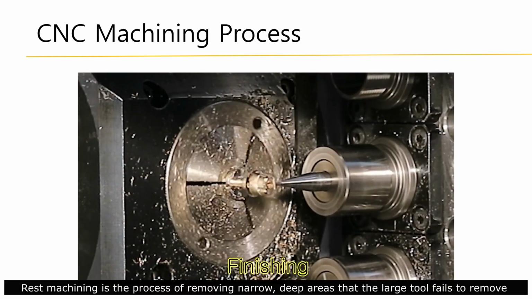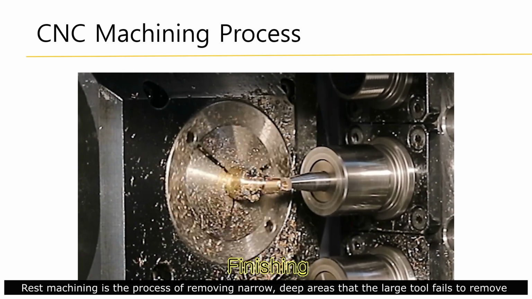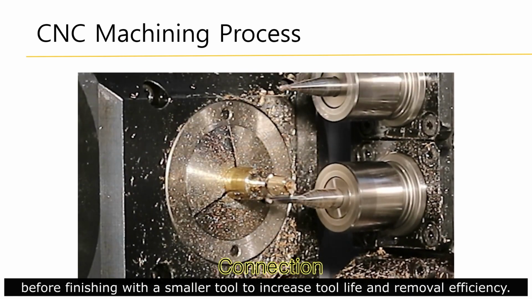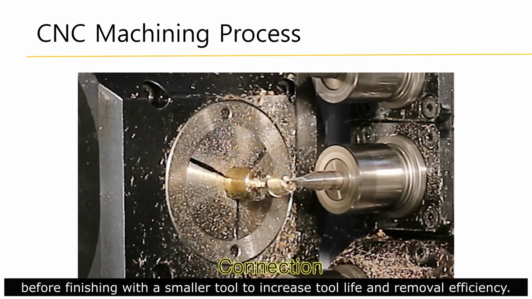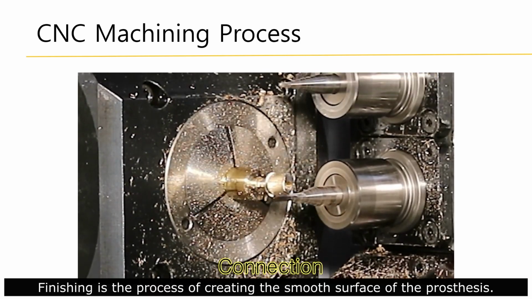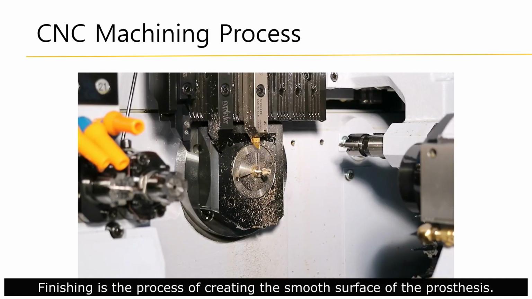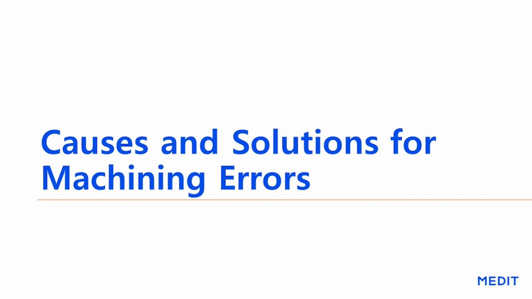Rest machining is the process of removing the narrow barrier that the large tool failed to remove before finishing with a small tool to increase tool life and removal efficiency. Finishing is the process of creating the smooth surface of the prosthesis. Now let's have a look at the abutment machined by both methods and discuss the causes of error and solutions.